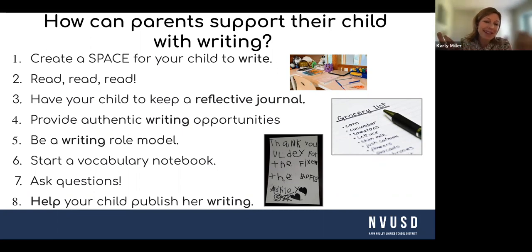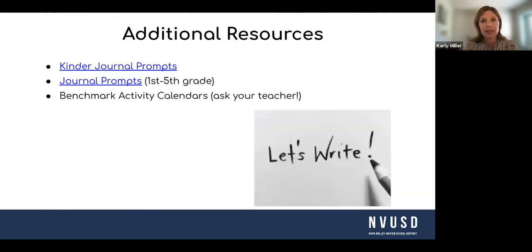And then this idea of publishing their writing. So once they've maybe done a little reflective journal and there's something kind of special they share, great idea. Let's take a picture and let's drop it in and let's do some typing, or maybe let's write another draft and we can put it up on the refrigerator or give it to grandma and grandpa, but really celebrating that process of writing. And it could be done in a very simple way. So those are some key ideas.